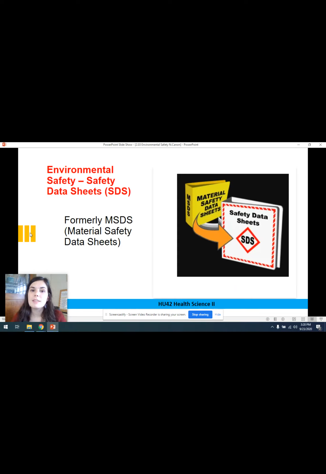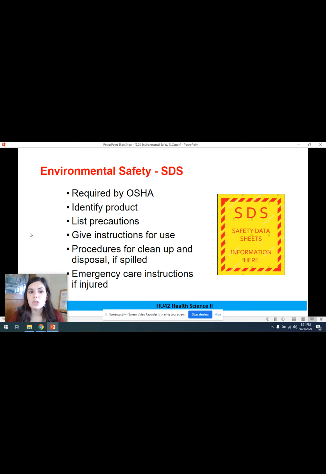Now, talking about an MSDS sheet or SDS sheet, these are material safety data sheets. These are required by OSHA to identify a product, list the precautions, give instructions on how to use it, the procedures for cleaning up and disposing of the material if it were to be spilled, and the emergency care instructions if you were to be injured by that material. There's usually a big binder, looks like this one in the picture here, full of different SDS sheets for all the different chemicals in that facility or in that room. So you always need to read one of these if you are unsure about how to use a product, or if you were to spill something and you need to clean it up, you can read this first.